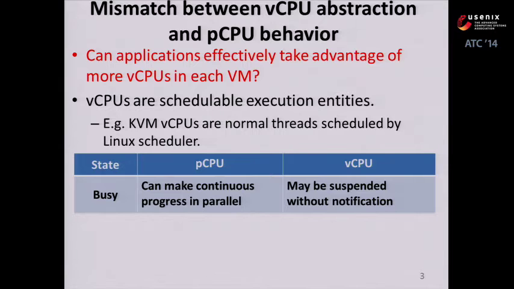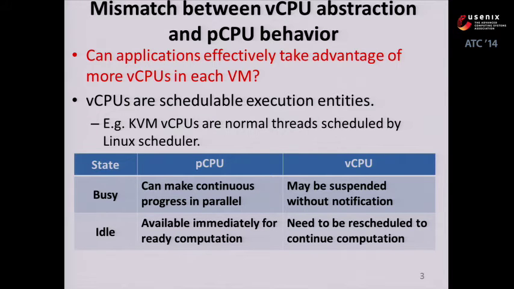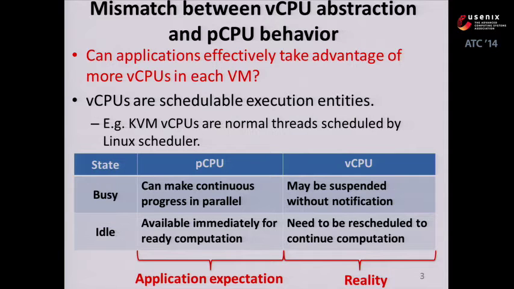In this table, we summarize the behavioral differences between virtual CPUs and physical CPUs. If CPUs are busy, physical CPUs can make continuous progress in parallel, but virtual CPUs may be preempted and suspended without notification. If CPUs are idle, when some computation becomes ready, physical CPUs can be available immediately, but virtual CPUs must be rescheduled to continue computation. Applications and guest operating systems are designed for physical CPUs, so they expect the behavior of a physical CPU, which cannot be fully implemented on virtual CPUs.